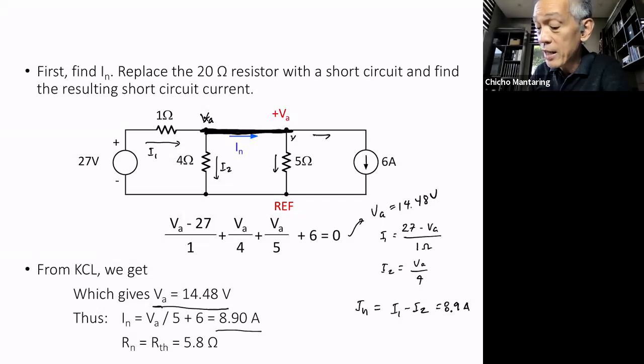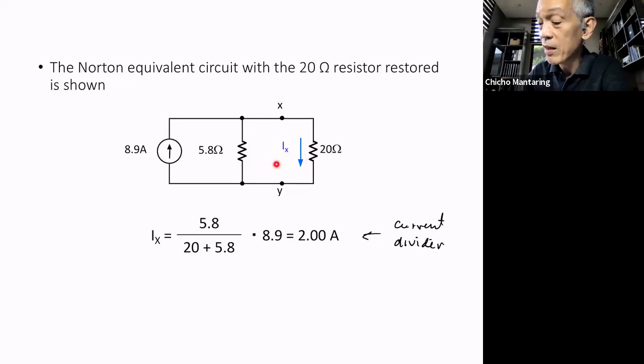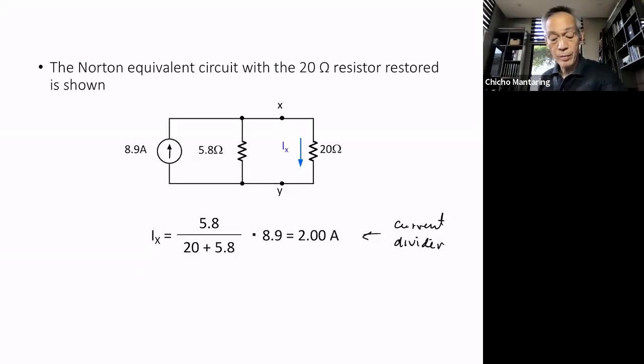So the RTH we already know from before. This is now my Norton equivalent. I just replace my load, and I can now use the current divider. This is your current divider formula to determine I sub X. I sub X is 8.9 multiplied by 5.8 divided by 5.8 plus 20. Any questions?